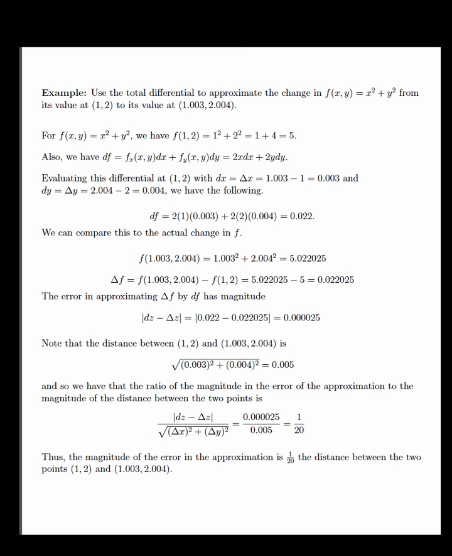1.003, 2.004. Indeed, this is what we want. We want the magnitude of the error in the approximation to be much smaller than the magnitude of the distance between the 2 points.